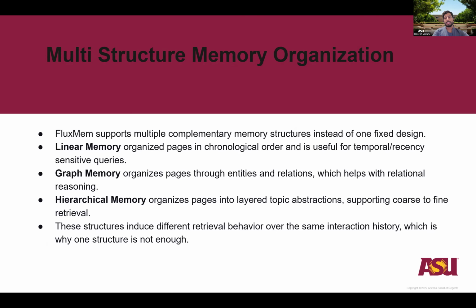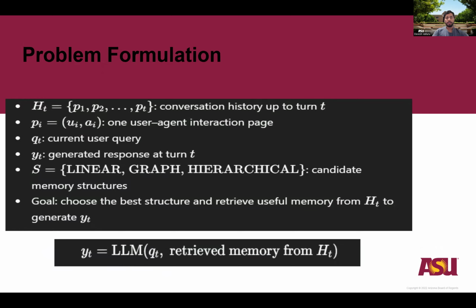Then we have multi-structure memory organization, as we have discussed previously. We have linear memory, graph memory, and hierarchical memory, and these are used in various scenarios. These structures are used for different retrieval behavior over the same interaction history, which is why one structure is not enough. And this is how we will store the information.